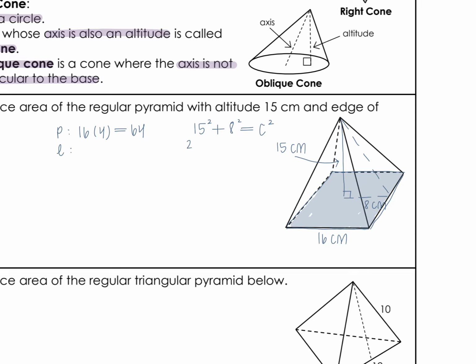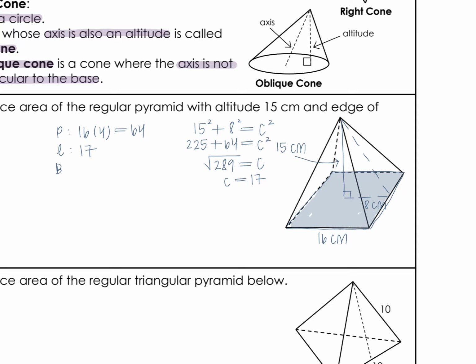So when I square, I get 225 plus 64. It's going to be equal to my C squared. I'm going to add them and take the square root. And so here, when I add them together, I'm going to get 289. So I've got the square root of 289 is equal to my C, which should just give me 17. So that means that my slant height here is going to be 17.